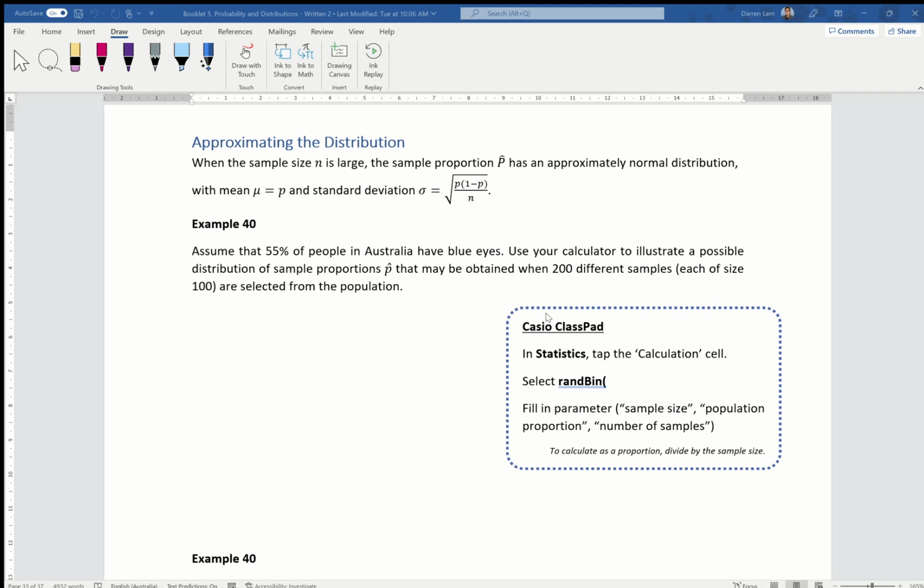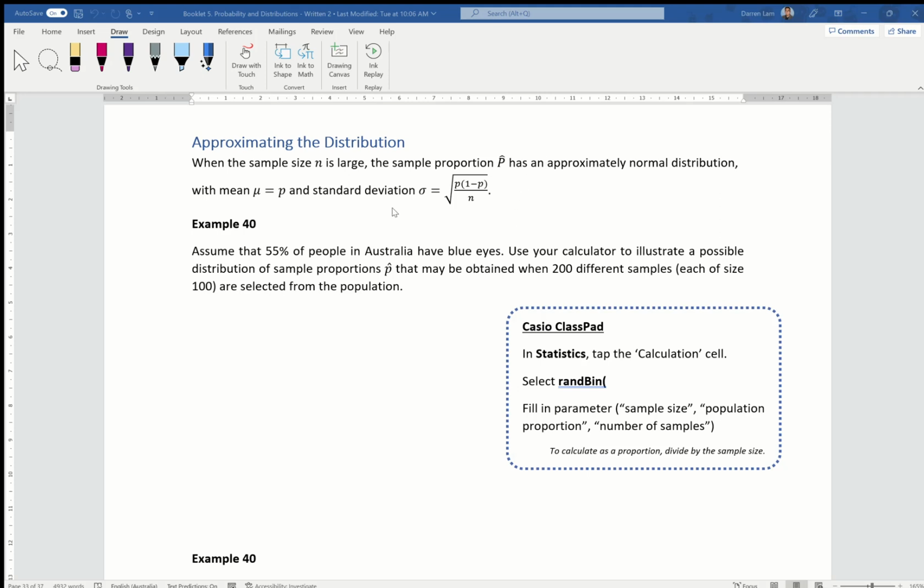Now, to calculate as a proportion, because right now if we put this in, it's going to give us, for example, 57 or 58. To calculate as a proportion, we can divide by the sample size to get a fraction. So instead of 58, it's going to be 58 over 100, or 0.58, so that would be our sample proportion. So we divide by 100, our sample size. Don't forget your bracket. And you hit enter. This one will take a while, unfortunately, but it will give you a bunch of numbers. Mine's probably going to be faster than yours because it's using my laptop, but you get the idea.